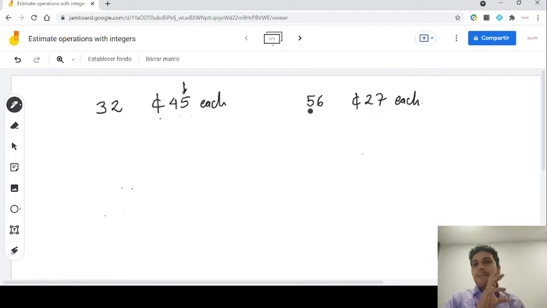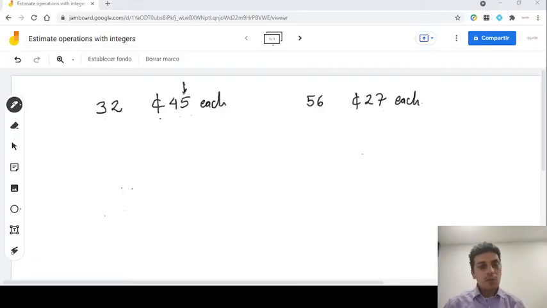What will be the best way to calculate or to know which one is the best option, which one is the cheapest option? So in this video, I'm going to show you how to estimate values, how to estimate multiplication and division with integers in a way that you can know how to do this type of calculations and how to take proper decisions.